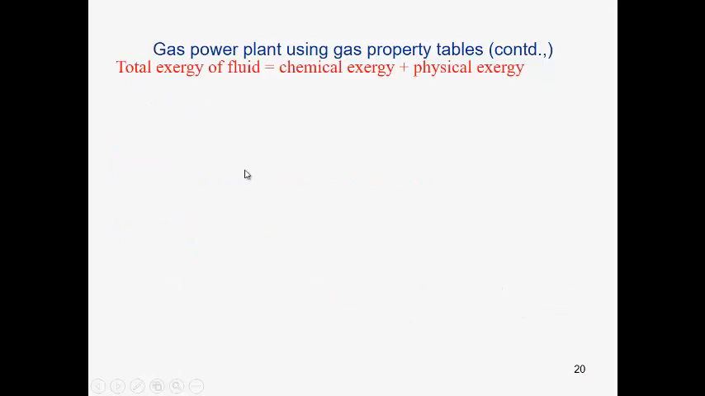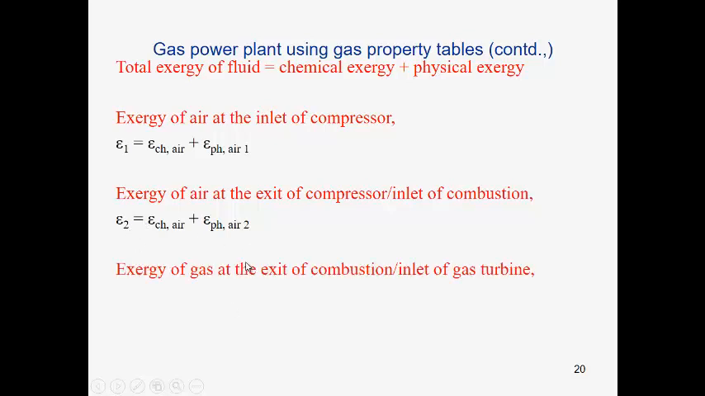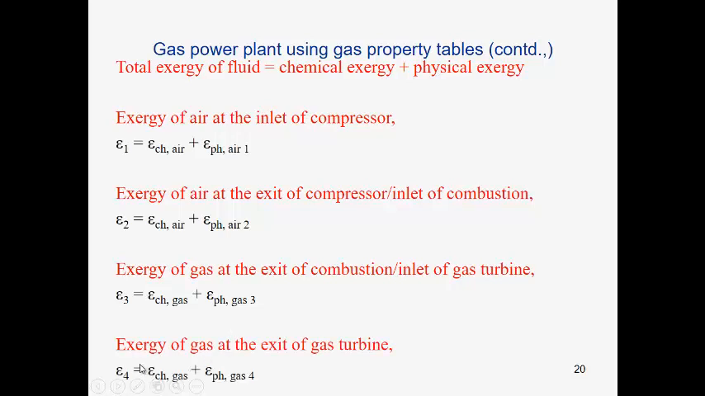So the total exergy is the sum of chemical exergy and physical exergy. The total exergy of air at the inlet of the compressor is equal to the sum of chemical exergy and physical exergy at the inlet of the compression process. Similarly, epsilon 2 is the total exergy at the exit of the compression process. Epsilon 3 is the total exergy at the exit of the combustion chamber. Epsilon 4 is the total exergy at the exit of the gas turbine after expansion.